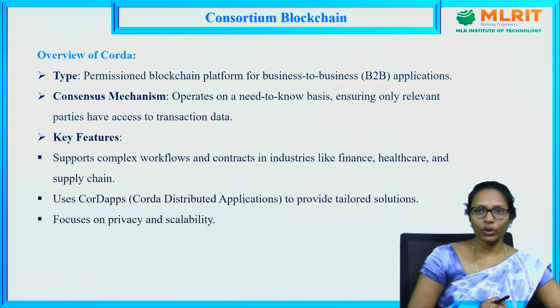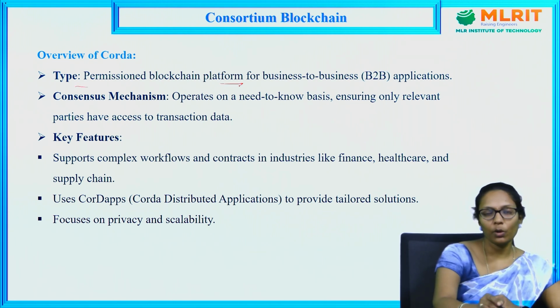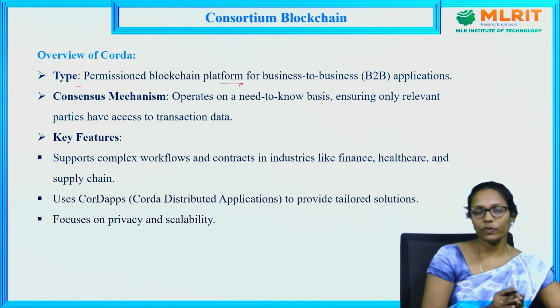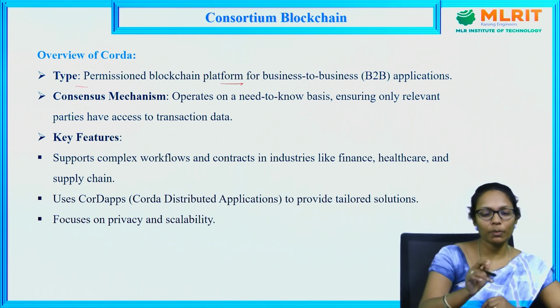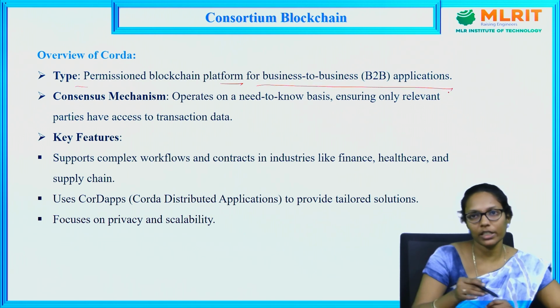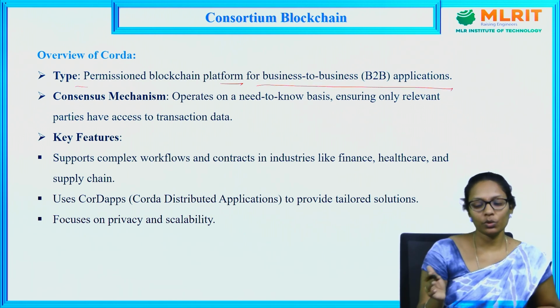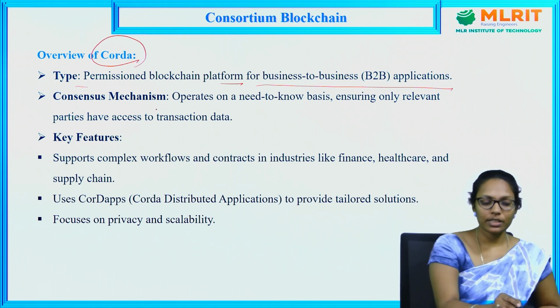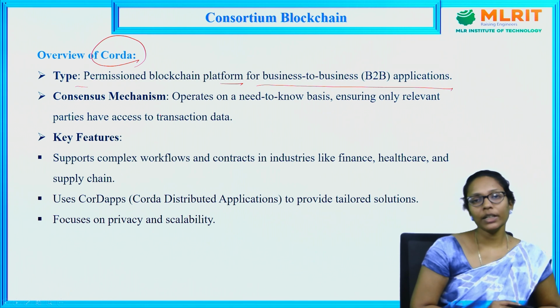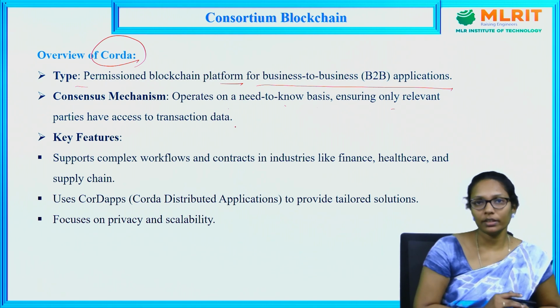So next is Coda. It is also another platform. Coda is generally used for permissioned blockchain platforms. Whereas Ripple is used for public blockchain, Coda is used to design a permissioned blockchain platform for business to business applications. Like peer-to-peer, business to business communication, those types of applications, if you want to design, we can use Coda. Coming to the consensus mechanism, it does not follow any specific consensus mechanism, and operates on a need-to-know basis, ensuring only relevant parties have access to the transaction data.